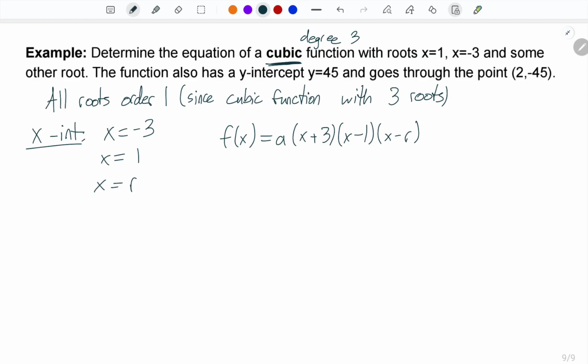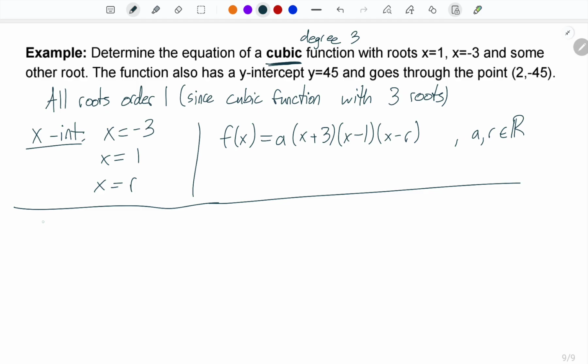So we actually have two unknowns here. But the good thing is we have multiple pieces of information we haven't used yet. We can figure this out. So I'll just say a and r are elements of the real numbers. We'll determine specifically what they are. So let's substitute in both our y-intercept and the point (2, -45).